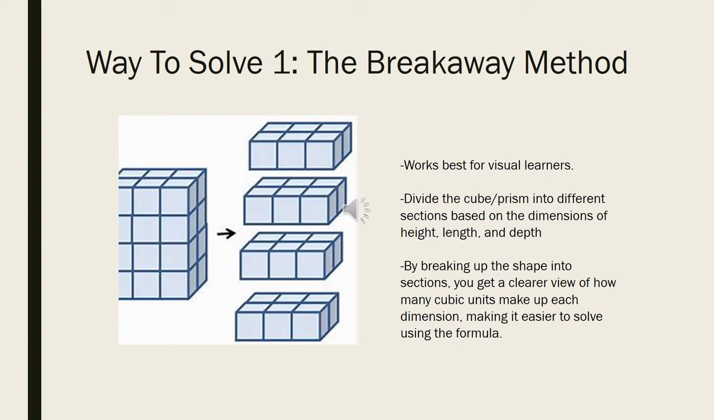So by breaking up this shape into these sections, you do essentially get a clear view of how many cubic units make up each dimension, even if you're only separating by 1. So when using this method, you typically only break away for 1 dimension. So like how here, they broke it up dependent on height. Now, because they broke it up dependent on only height, they can still solve for the other dimensions without having to do any more breaking apart. So with the breakaway method, it's a little easier if you just break it away for 1 dimension. And we're going to do that using all 3 individually.